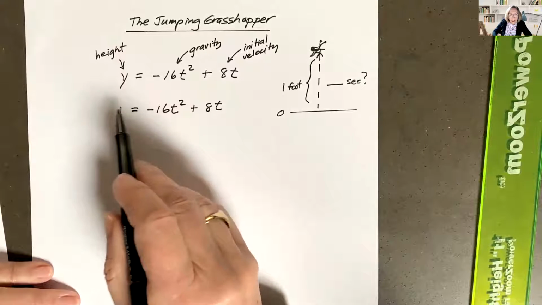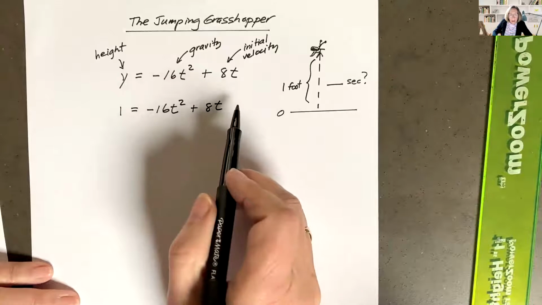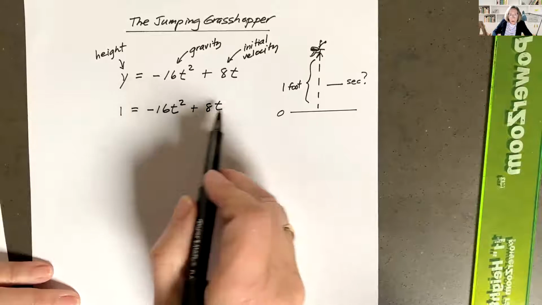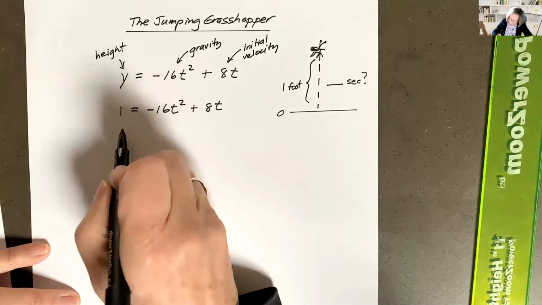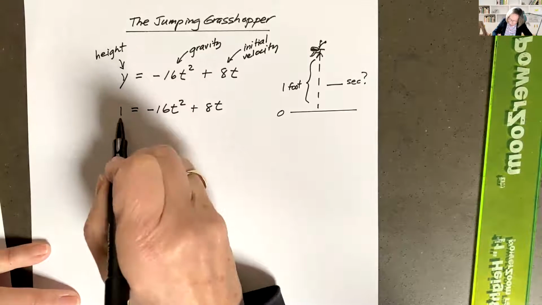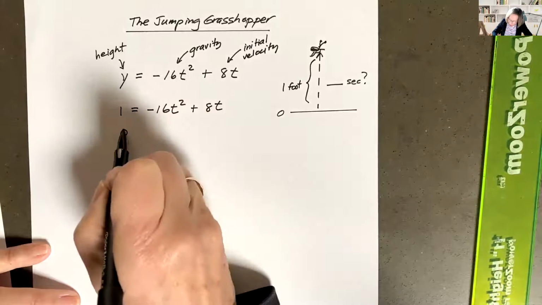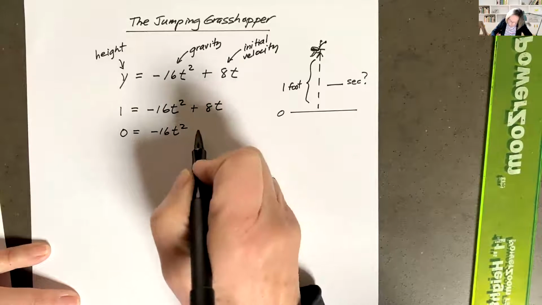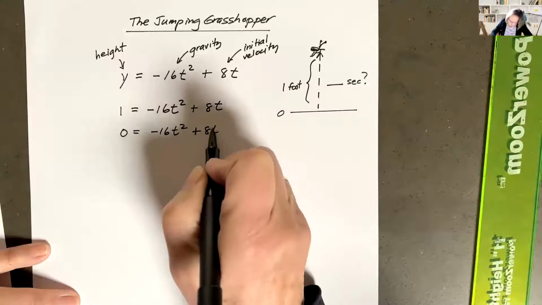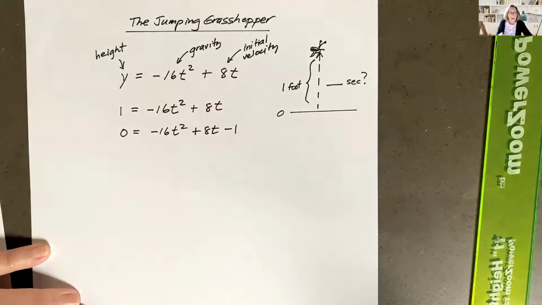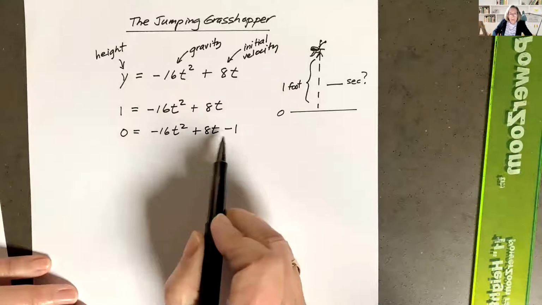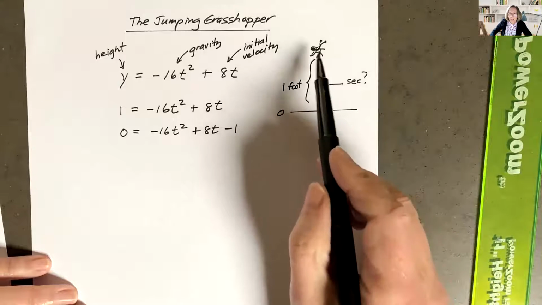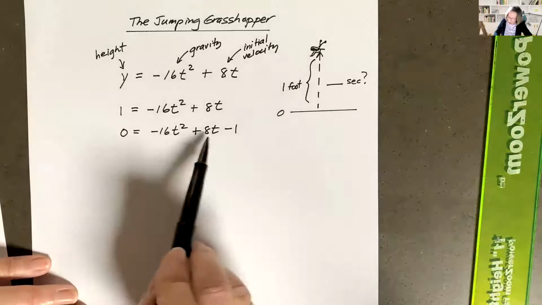But I've got to get this over on the other side, because I can't solve a quadratic equation unless it's set equal to 0, all these terms. So I'm going to subtract 1 from both sides. So minus 1, minus 1. So I'm left with 0 equals negative 16t squared plus 8t minus 1. Okay, now I'm going to factor this to find out what's the value of t that puts him at a height of 1 foot. What's the number of seconds?